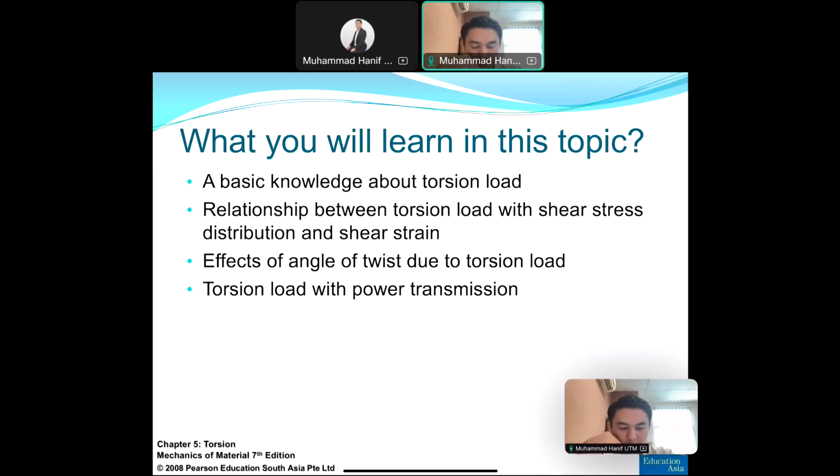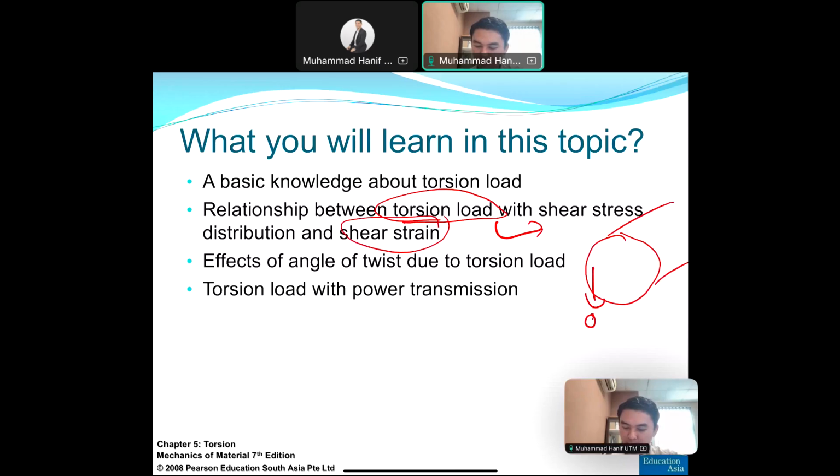Okay, for this topic, you will learn basic knowledge about torsion load. I already explained in the class what torsion is and how torsion is applied to the body. Number two is the relationship between torsion load with shear stress distribution and shear strain. So once you have a torsion, you will consider shear stress and also shear strain. Basically, if you draw the cross-sectional area like this, you will have shear stress like this, for example, tau.